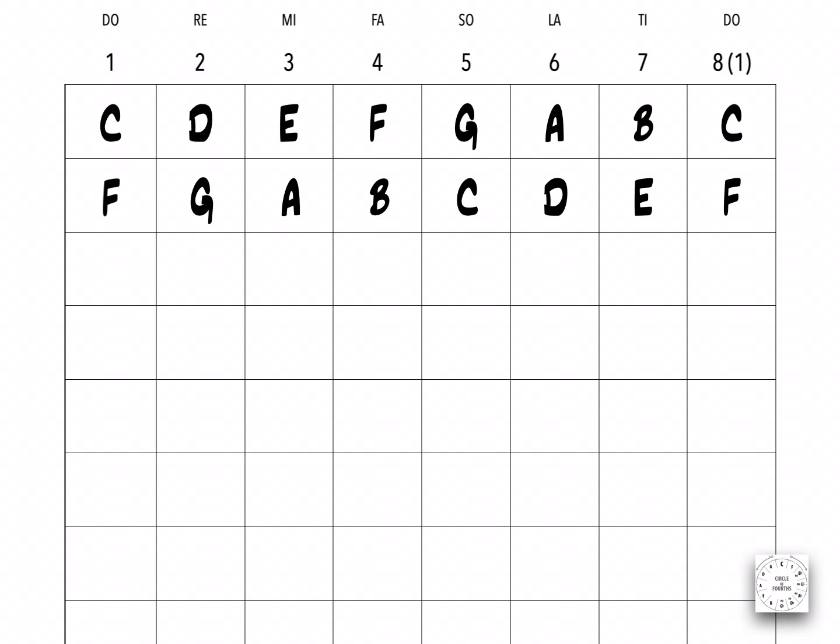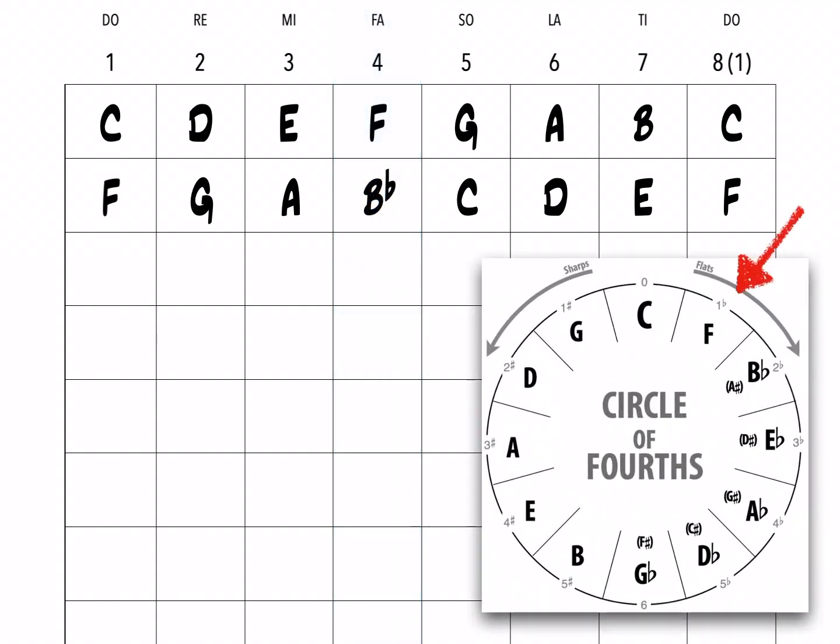Now, we know from that circle that one of these letters has to become a flat. And the rule, using the circle of fourths for now, is that the fourth letter of the scale is going to become the flat note. So in this case, it's B. B is going to become B flat. Boom, there's how we get the F major scale.